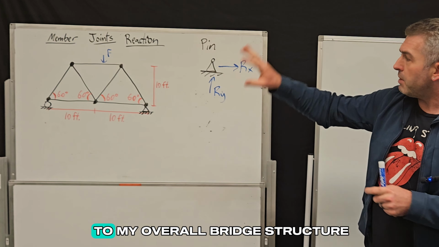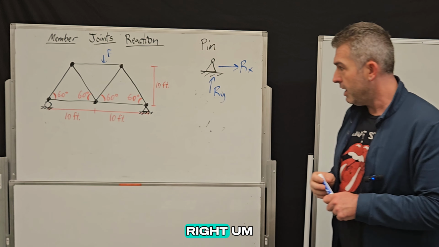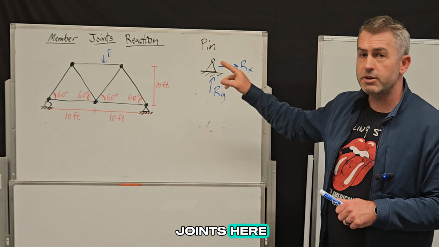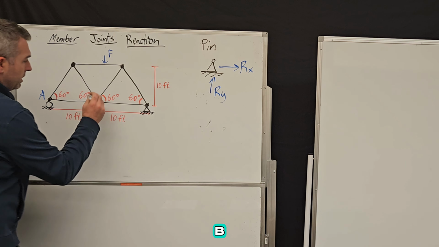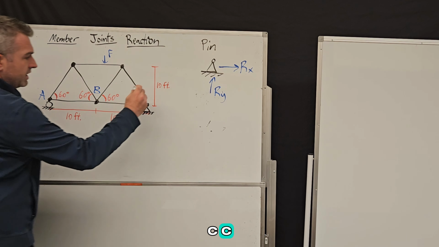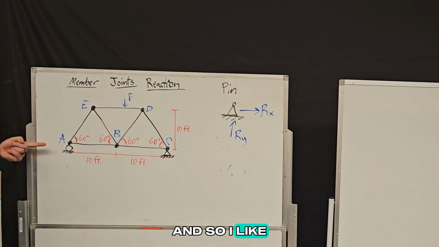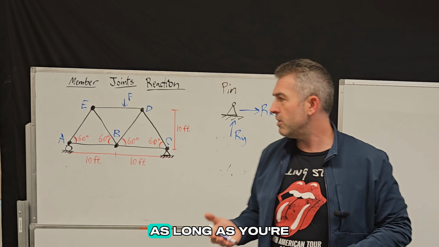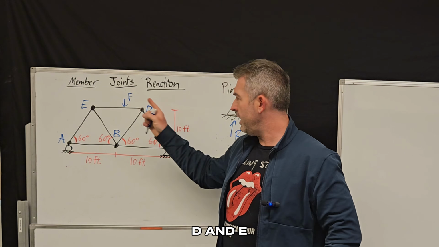So now going back to my overall bridge structure, you can see I have a total of 3 reaction forces, right? But before I label them, let's go ahead and label each of my joints here. So I'm going to label them A, B, C, D, and E. And I like to label my joints counterclockwise, but it doesn't really matter as long as you're consistent in your calculations. So I have joints A, B, C, D, and E.